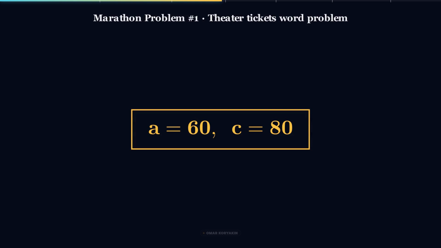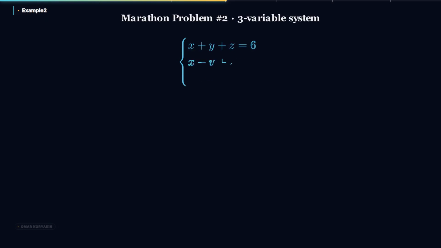Lesson 1: Word problems reduce mechanically to algebraic systems once the variables are defined and the relationships translated. Substitution is the natural method when a variable starts isolated. Marathon problem 2. A 3-variable system requiring sequential elimination paired with structural method choice.